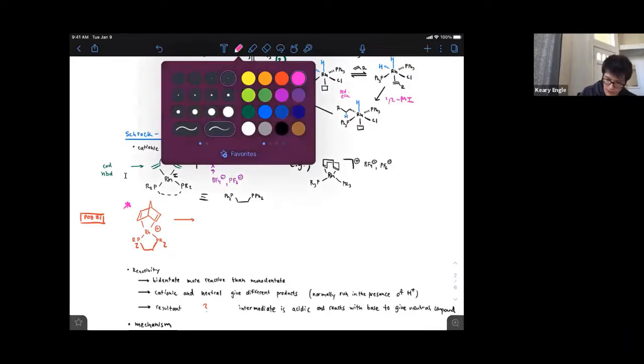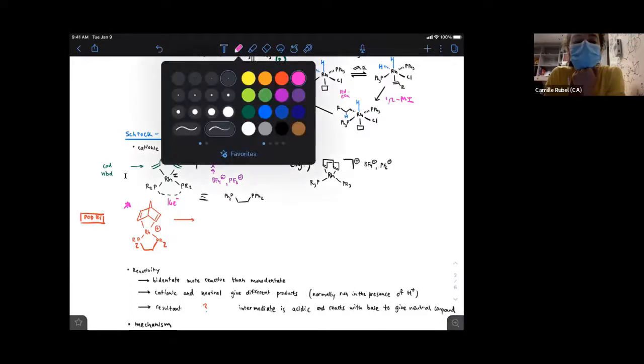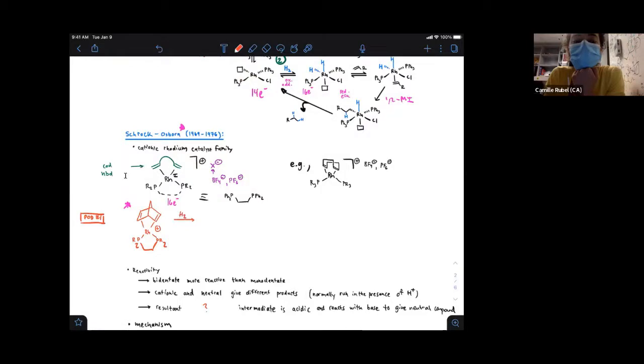Maybe first, let's just quickly do an electron count of this cationic rhodium complex. What is this in terms of overall electron count? Camille, you got rhodium 1. Is it 16 electrons? Okay, so then it probably won't lose part. Could one of the alkenes of norbornadiene dissociate? Or it'll just oxidatively add H2.